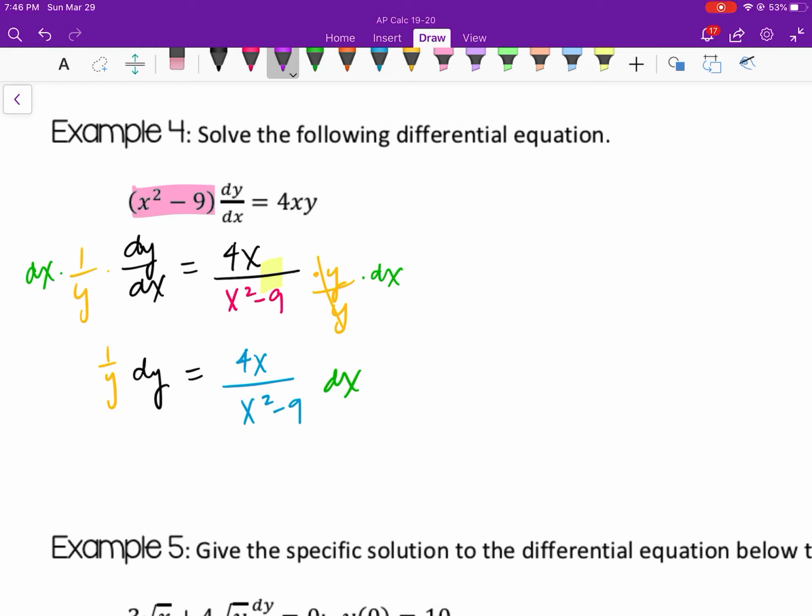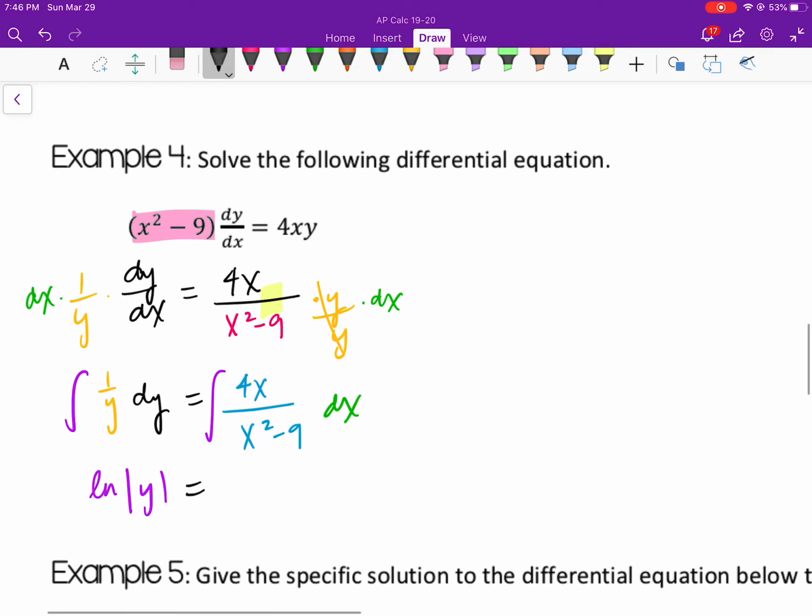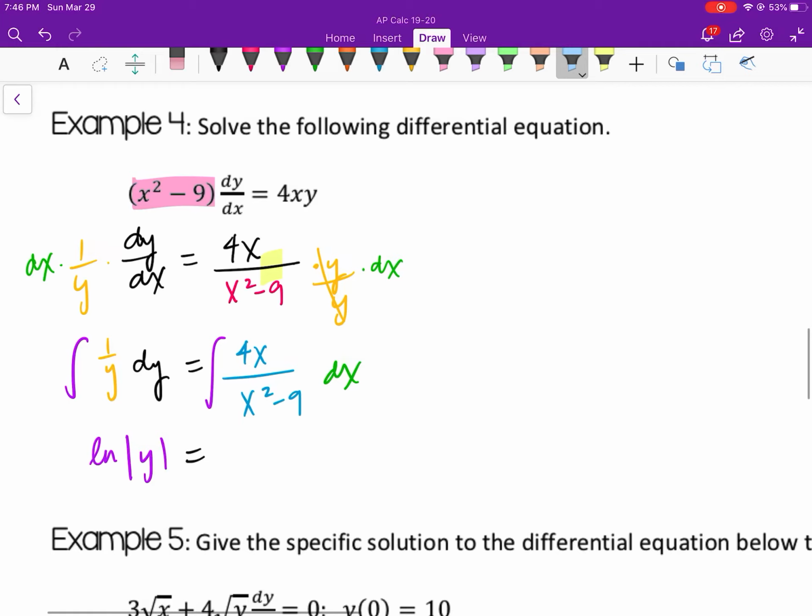We are going to integrate both sides. Left-hand side's nice and easy. It's just the natural log of the absolute value of y. We'll take care of that constant here in a minute. Now the right-hand side would involve some u substitution, or again, you can do a little bit of guess and check. So think about what you have and where. You have almost exactly the derivative of the denominator somewhere in your expression. That's your clue to use u substitution.